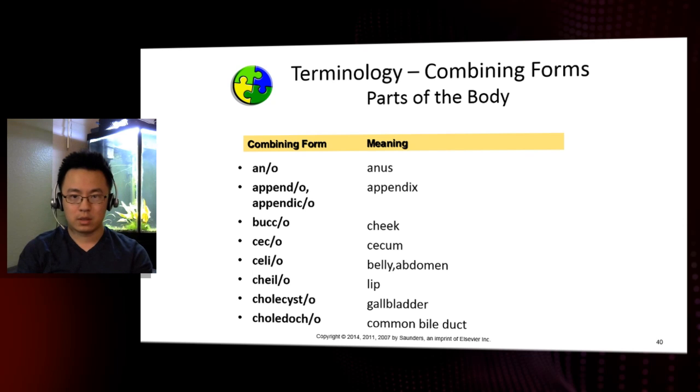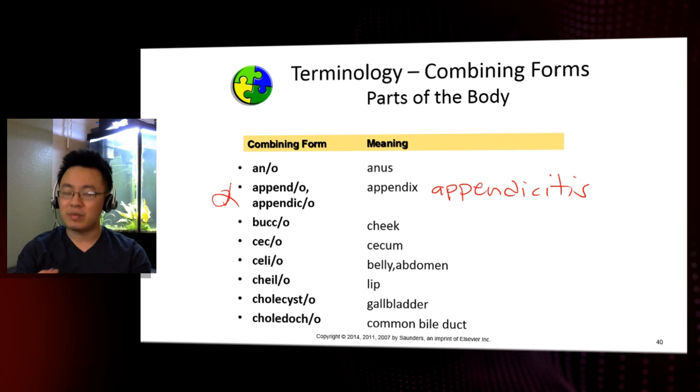appendo or appendico means appendix. For example, you probably remember a lot of friends back in maybe 4th grade or 5th grade, and you probably heard of appendicitis. You probably heard of the word appendicitis, which means inflammation of the appendix. And so when an individual has inflammation in the appendix, they have to get the appendix removed or excised out. What do you suppose a medical term for that is? That's correct, appendectomy.